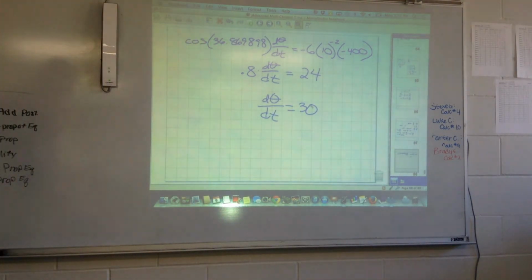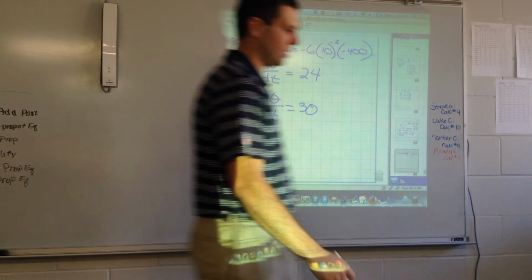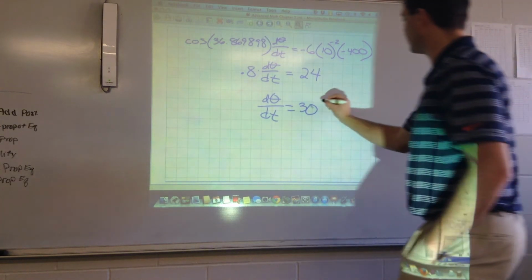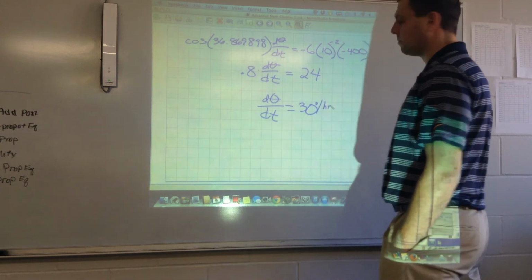So d theta/dt would be telling you how fast that angle of elevation is changing, and that would be in degrees per, we're in hours here, right? Yeah. That would be 30 degrees per hour.